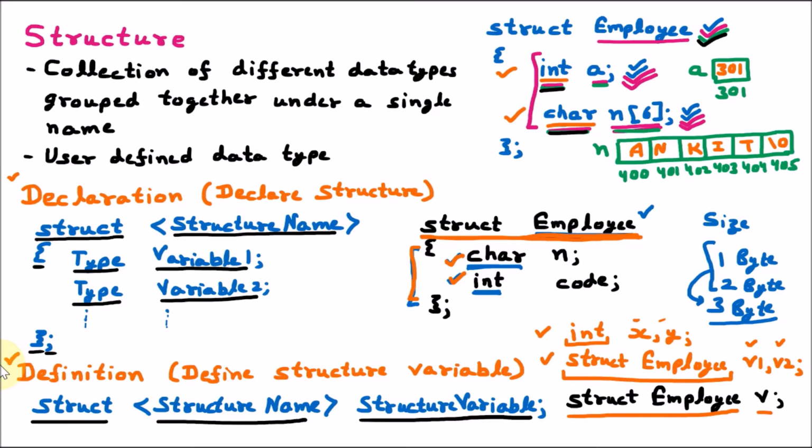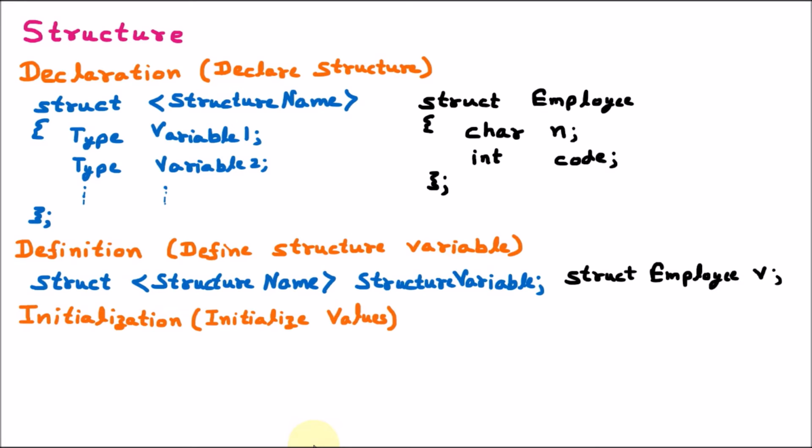Now the next part is the initialization of structure. Here we have learned the first part, that is the declaration of structure. We declare the structure using the keyword struct, and we have provided the name of the structure, that is employee. Many times people also say that this is the tag. Employee is a tag or the name. Then we have taken the data types inside it. We have declared one variable n of character type. Inside the memory, let's say the memory address is 301.